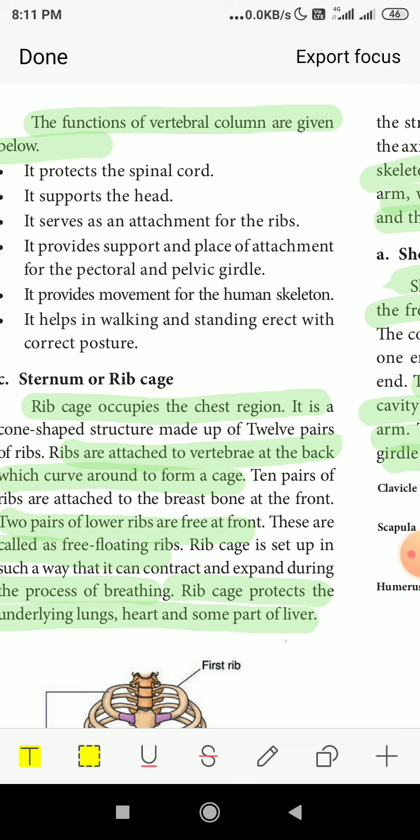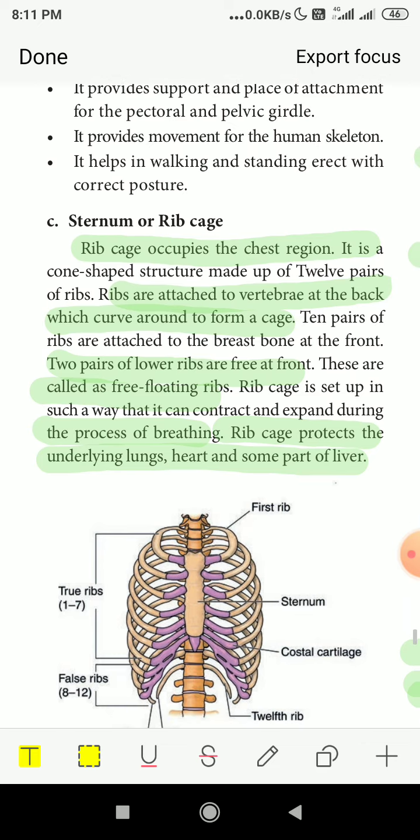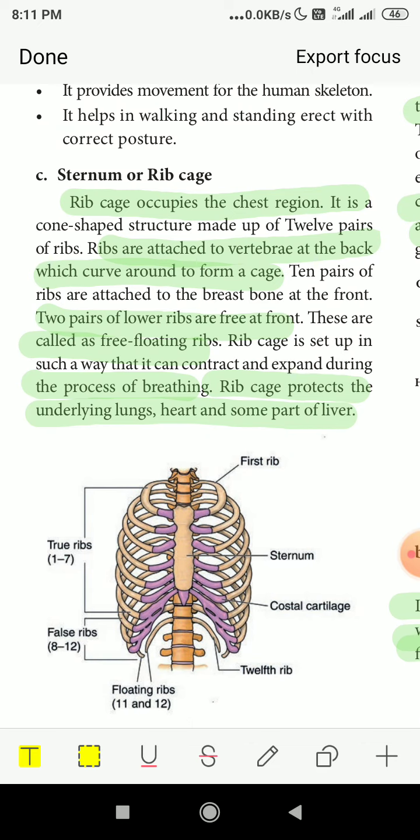Now the next topic is the sternum or the rib cage. The rib cage occupies the chest region. It is a cone-shaped structure made up of 12 pairs of ribs. Ribs are attached to the vertebrae at the back and curve around to form a cage-like structure, in which the heart and the lungs are protected. 10 pairs of ribs are attached together in the front by the breastbone.